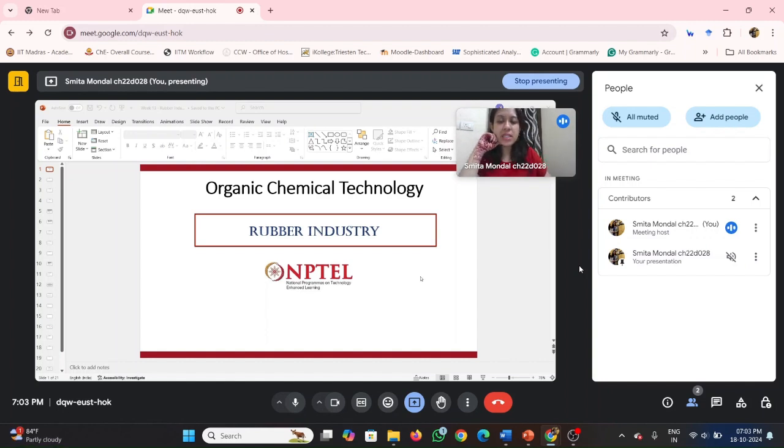Today, we will be discussing the rubber industry, which will be the last topic of this syllabus of organic chemical technology. We will be discussing it thoroughly. There are various rubbers available, but from the production point of view, and for the flowchart and describing the whole procedure, we'll be focusing on the two majorly used polymers or rubbers. So let's begin with the presentation for today.